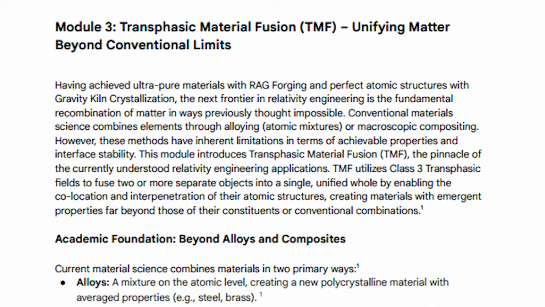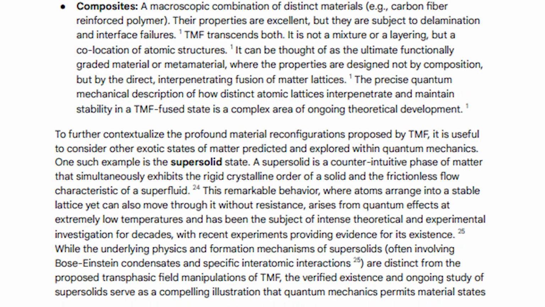Academic foundation. Beyond alloys and composites. Current material science combines materials in two primary ways. Alloys, a mixture on the atomic level, creating a new polycrystalline material with average properties, e.g. steel, brass. Composites, a macroscopic combination of distinct materials, e.g. carbon fiber, reinforced polymer. Their properties are excellent, but they are subject to delamination and interface failures.